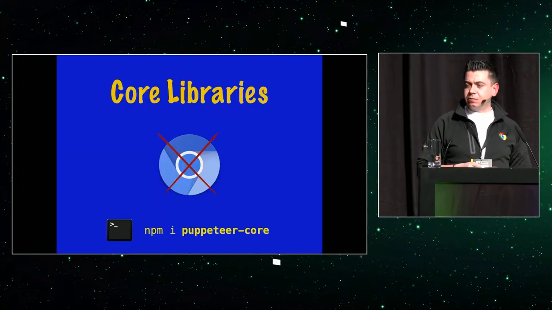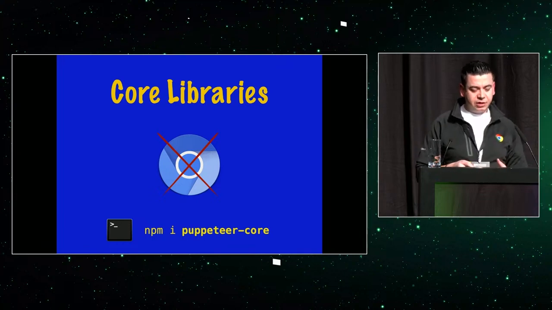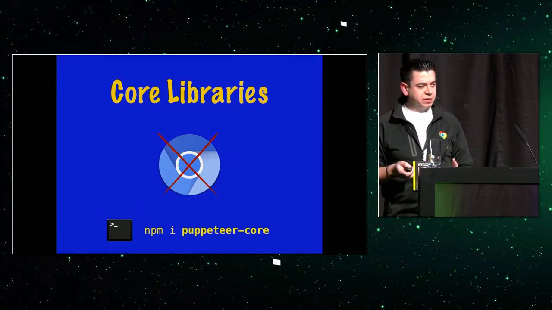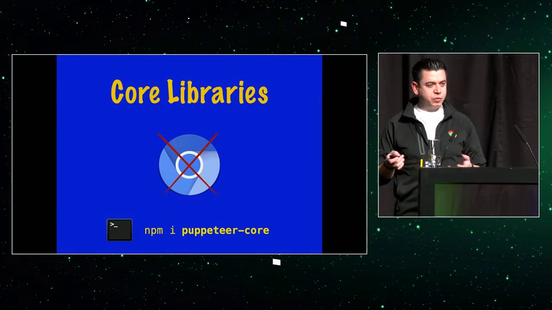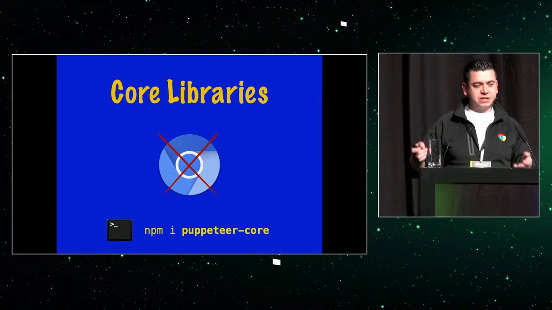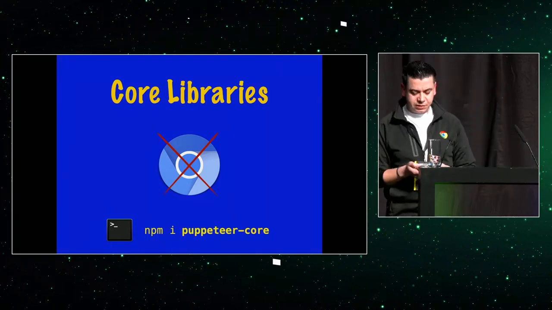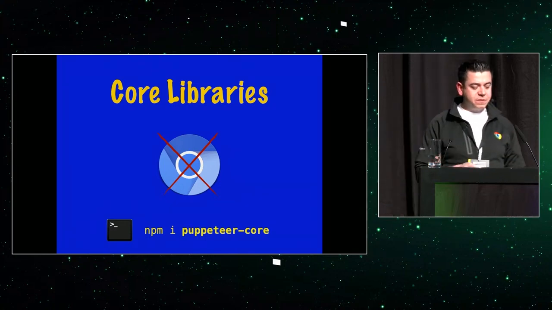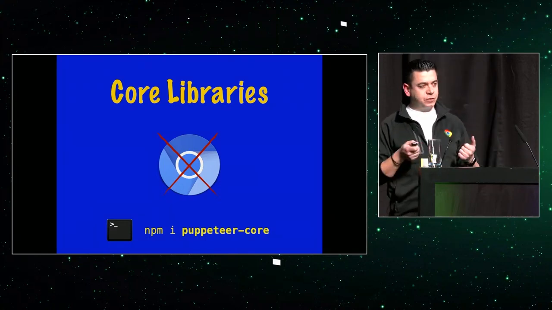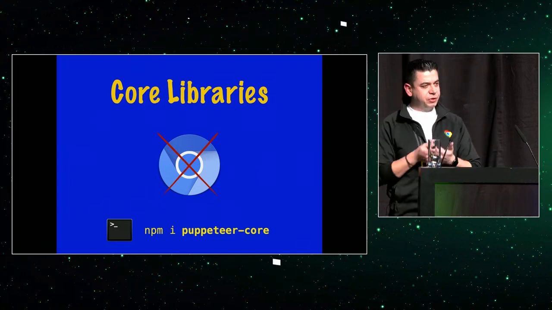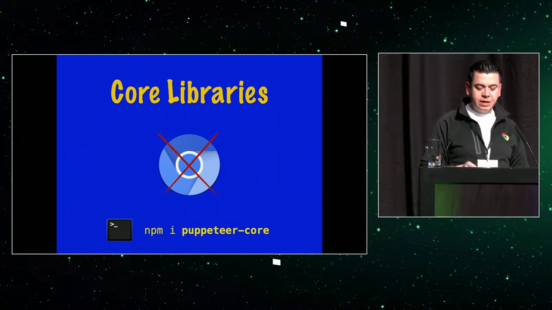But I was wondering, can I avoid this? Because I don't like downloading a 170 megabyte or 200 megabyte bundle to automate a simple development workflow, or if I want to take a simple snapshot. For that, there are core libraries. Core libraries do not ship the browser version. Both Playwright and Puppeteer can be used with this approach. So you can use the light version of the package.